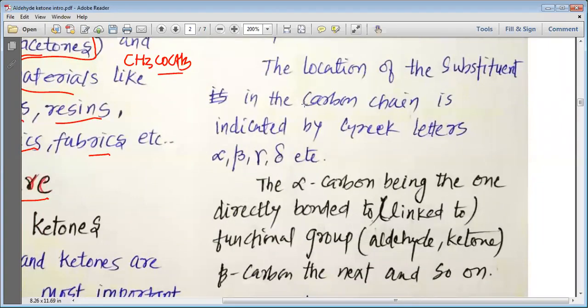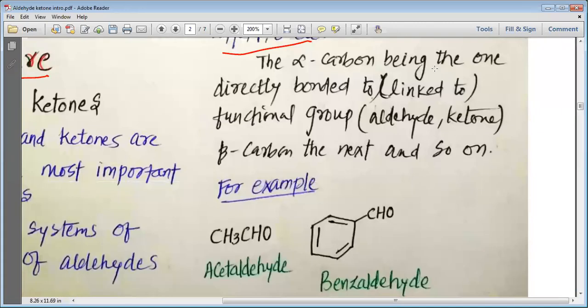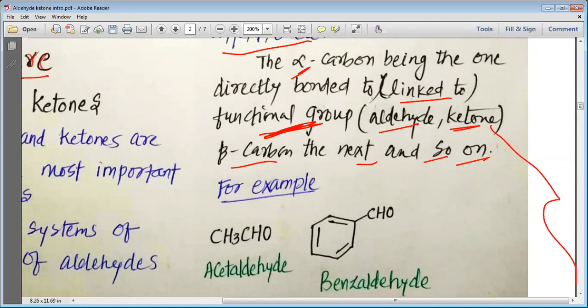The location of the substituents in the carbon chain is indicated by the Greek letters alpha, beta, gamma, delta. So how do we locate the different carbons? That is what we can see here. The alpha carbon is the one directly bonded or linked to the functional group. Please remember, the carbon that is directly bonded to the functional group, that is the aldehyde group or ketone group, is called the alpha carbon. Then the next carbon is called beta, then gamma, and then delta, and so on. This is how, my dear students, we understand the position.